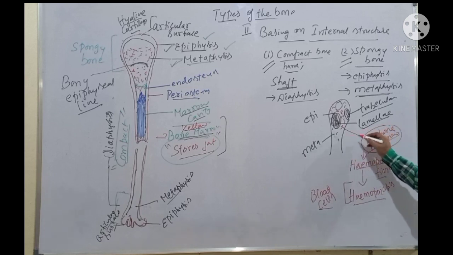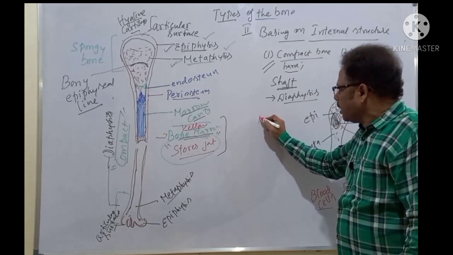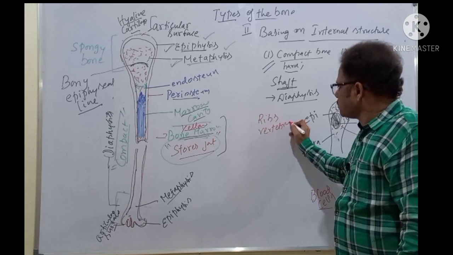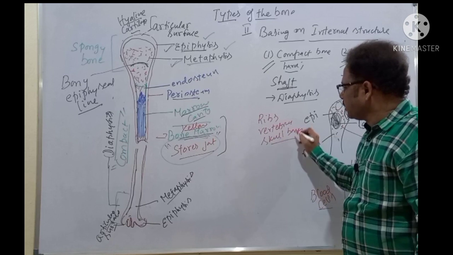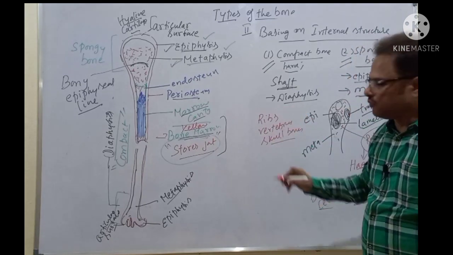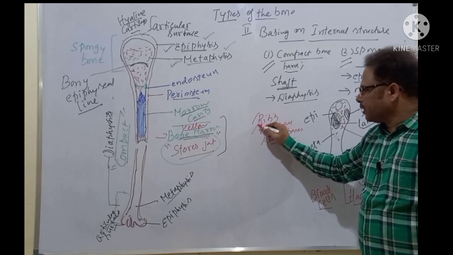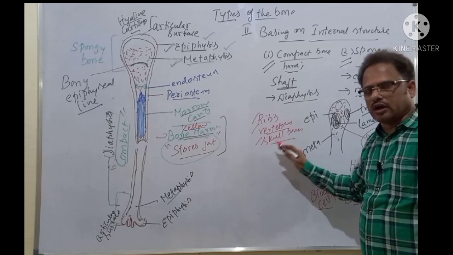Clear, students? Now, where is this red bone marrow? In which bones will red bone marrow be present? For example, you take bones of the ribs, vertebrae, skull bones, which are the examples where the red bone marrow is present. 12 pairs of ribs are there in human beings. The vertebrae also contain the red bone marrow. The skull bones also contain the red bone marrow.